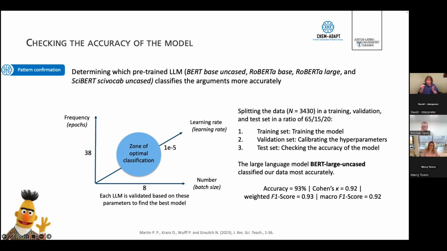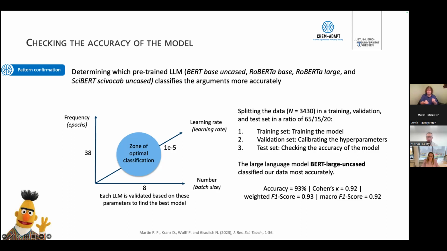With all these procedures, we could arrive at an accuracy of 93%. So with that accuracy, we are able to categorize student arguments into one of these 20 categories.